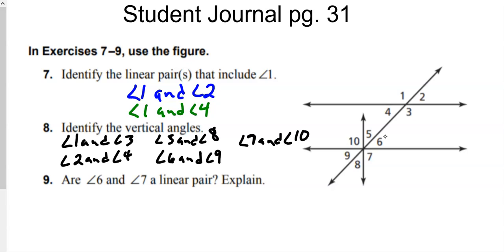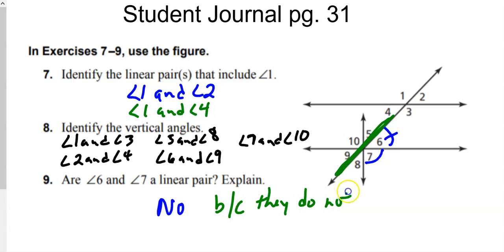Okay. And last but not least are angles 6 and 7. So I'm going to highlight those. 6 and 7. Are these angles a linear pair? And hopefully you say no. And the reason is they do not add up to the entire straight angle. They only add up to part of it. So because they do not form a straight angle. Okay. All right, and that concludes the notes for section 1-6.